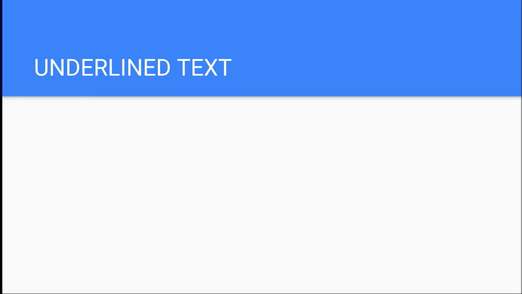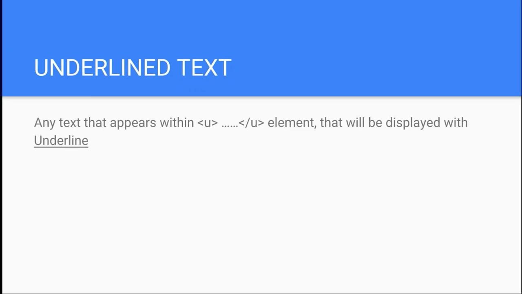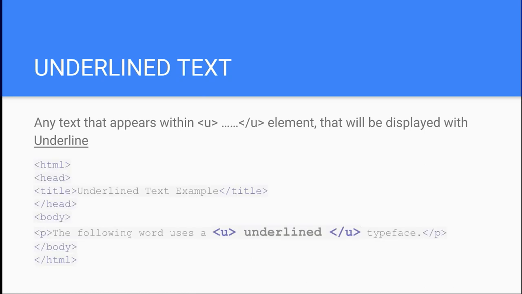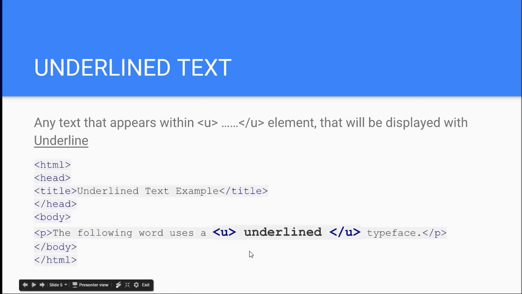And the next one is underlined text. So we use U and /U elements to make the font underlined. Same as the previous two examples, the piece of content between U and /U will appear with an underline in it.